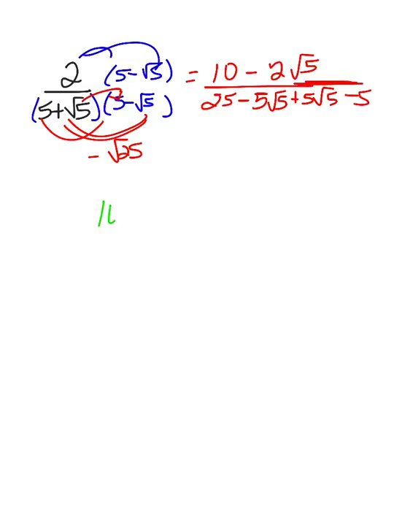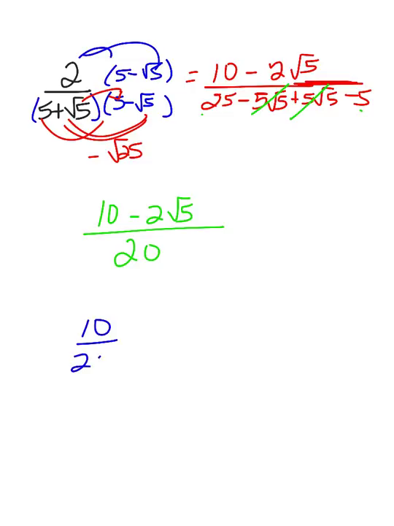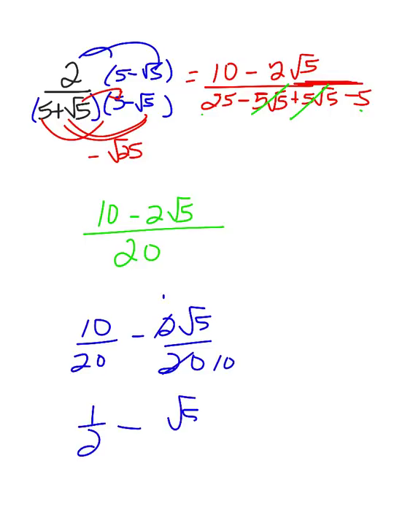Alright, so I have 10 minus 2 the square root of 5 over. Those cancel, and I have 25 minus 5, which is 20. And now we reduce 10 over 20 minus 2 the square root of 5 over 20, which is 1/2 minus, this reduces to 1 and 10, the square root of 5 over 10. Okay, so let's take a look at number 3.